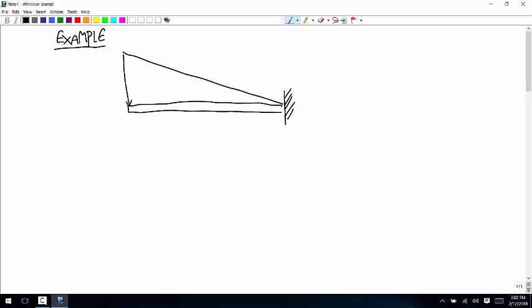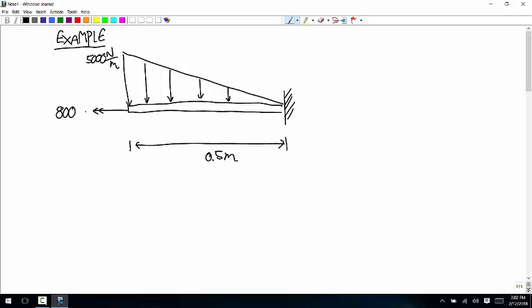let's say we have a distributed load. The length of this beam is 0.5 meters. The distributed load has a maximum of 5,000 newtons per meter. And there's a torque of 800 Newton meters. And we want to calculate the internal load.